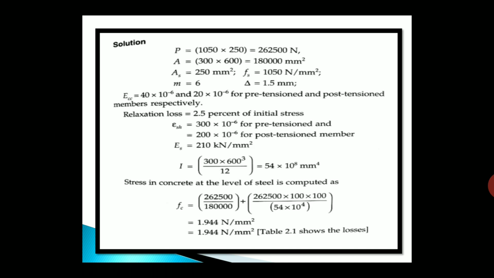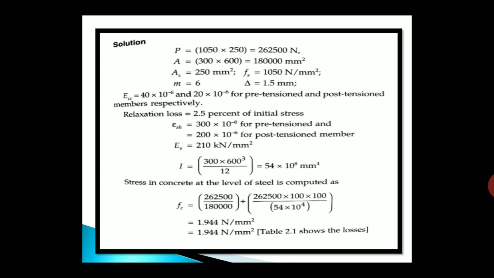Then next, modular ratio is 6. So taking this data, we can go for the calculations. So I value is calculated. Next, first step of our calculation will be calculation of FC, that is stress in concrete at the level of steel. We know the formula, that is P by A plus P into E by I multiplied by E again. Okay, so substituting all the values, we get the stress in concrete at the level of steel, that is FC, or sigma c is equal to 1.944 Newton per mm square.